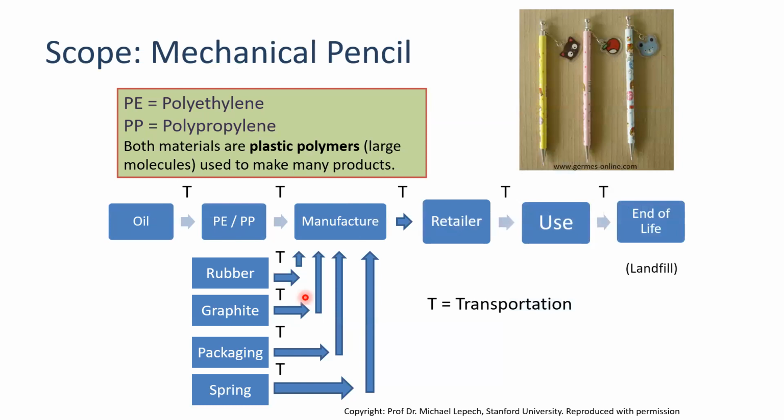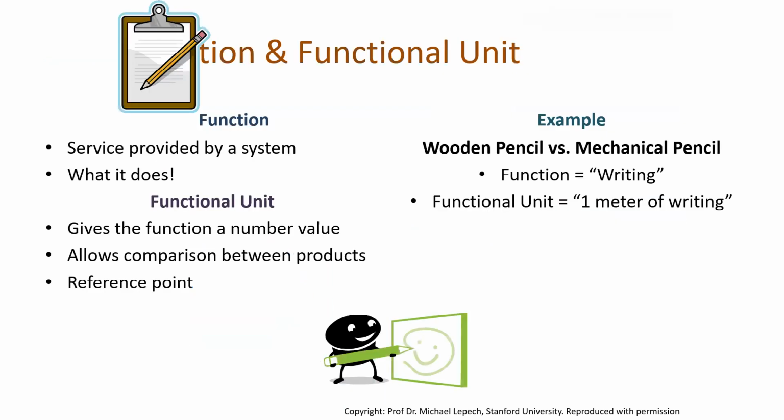Similarly, for mechanical pencil, you get the entire process flow diagram from oil to polyethylene, polypropylene, and then rubber, graphite, packaging, and so on and so forth. You see T in this slide and the previous slide as well. There goes on the transportation, a lot of transportation.